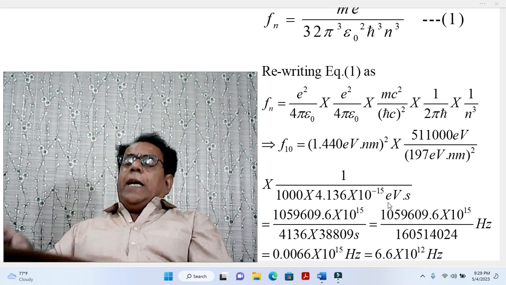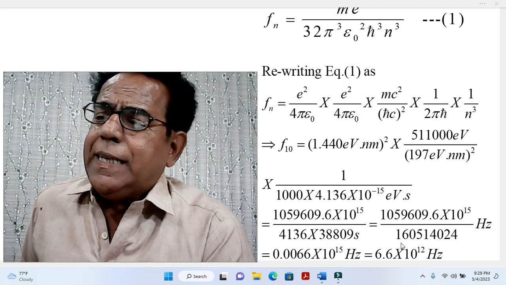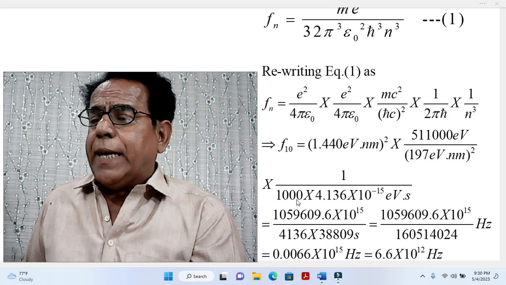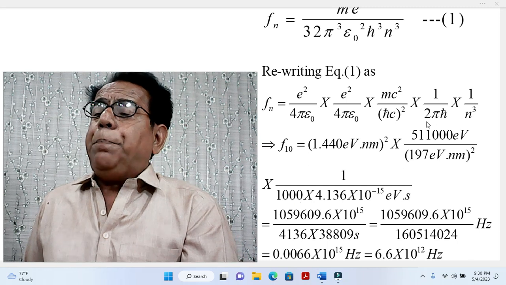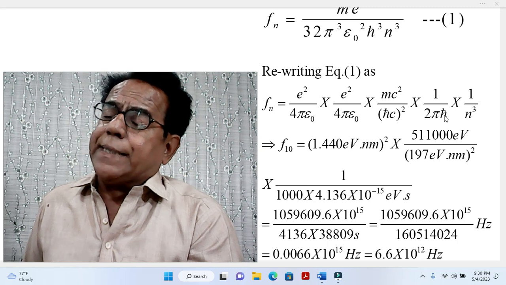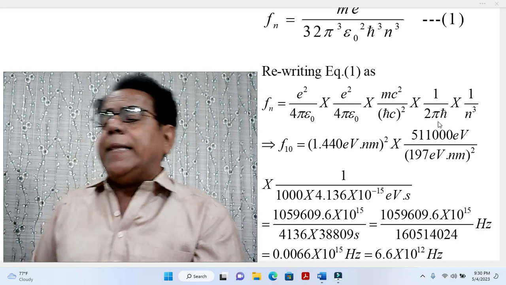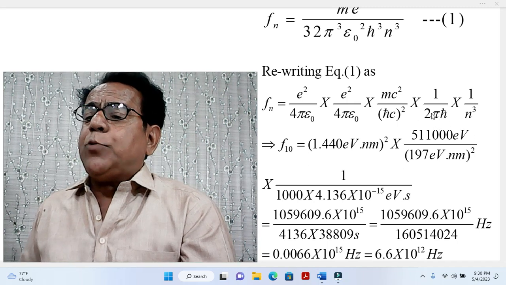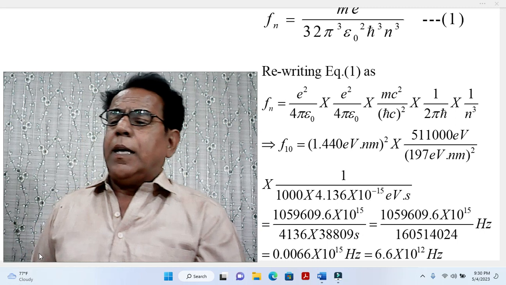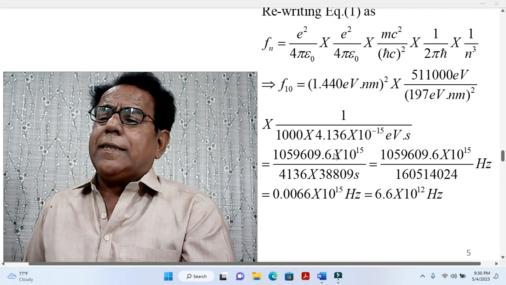So I think nothing is left ambiguous. Everything has been made as clear as crystal. In place of n cube, 1000 has taken the place. In place of 2 pi h cut, we have simply h, because h cut is equal to h over 2 pi. So 2 pi will be cancelled with that 2 pi, and hence only the value of Planck's constant h is used. I think there is no further need of explanation. The remaining thing is just simplification.